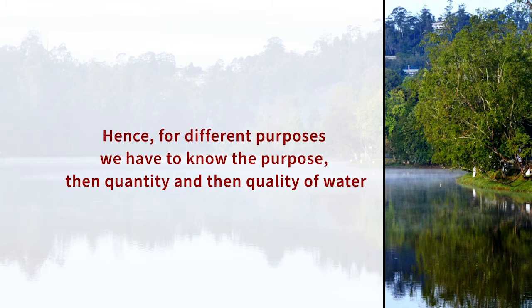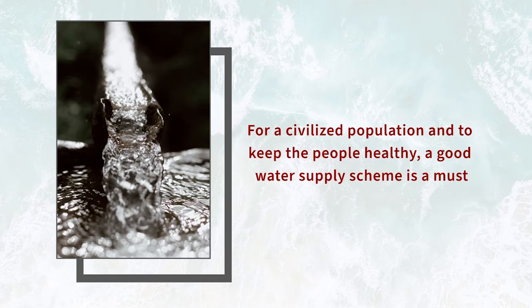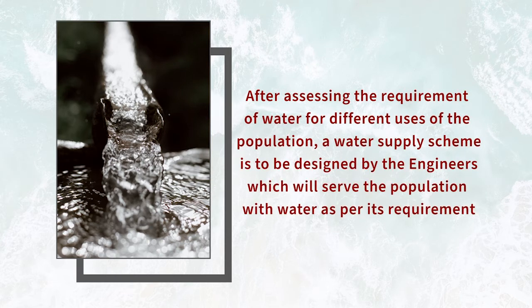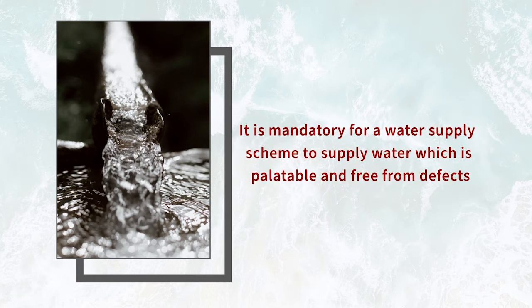Hence, for different purposes, we have to know the purpose, then the quantity, and then the quality of the water. For a civilized population and to keep the people healthy, a good water supply scheme is a must. After assessing the requirement of water for different uses of the population, a water supply scheme is to be designed by the engineers which will serve the population with water as per its requirement. It is mandatory for a water supply scheme to supply water which is palatable and free from defects.